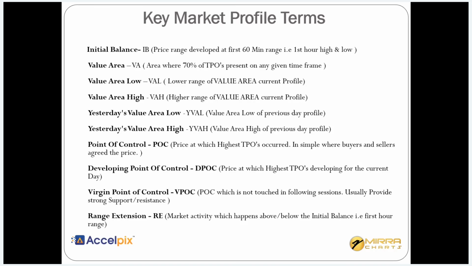Then there is range extension. Range extension is nothing but a price move above or below the initial balance. Initial balance is the first hour range. If price auction happens above or below the first range, that means some positional traders are entering the trade. That gives you what bigger time frame traders are doing.